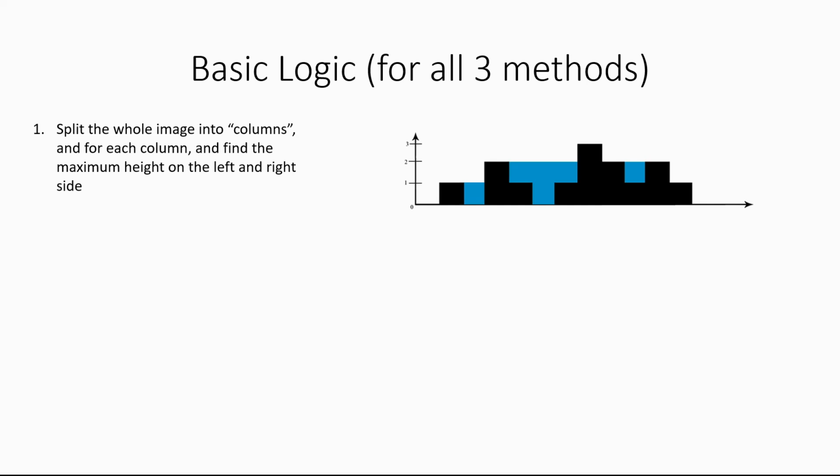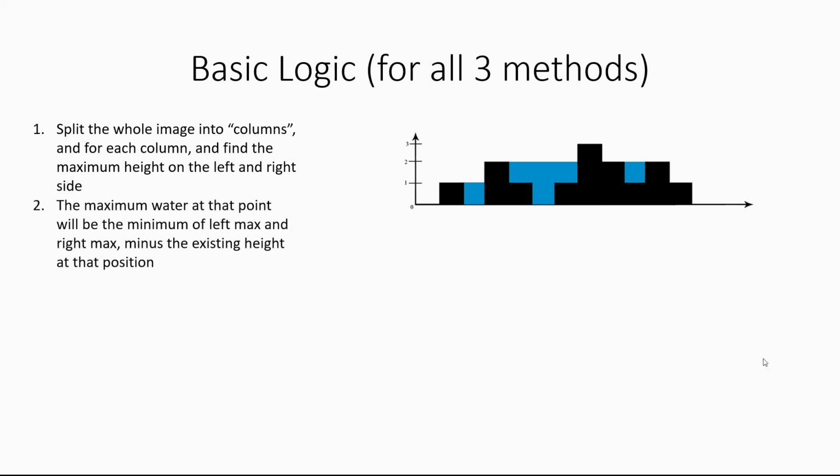First, we have to split the whole map into columns, which are each bar, and find the maximum height of a bar on the left and right side of the current column. After finding those values, the amount of water trapped at that point will be the minimum of the left maximum and the right maximum minus the existing height at the current position. This is the formula we'll be using for the rest of the video for each method.